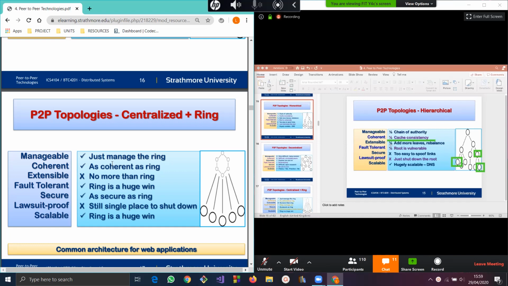Extensible, yes, I can add more leaves. I can even rebalance the leaves. Fault tolerant, half. Root is vulnerable. Remember, that's the root. Remember, hierarchical. We start from one location. So in this case, the hierarchy starts at this point.